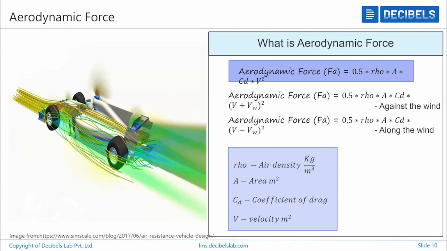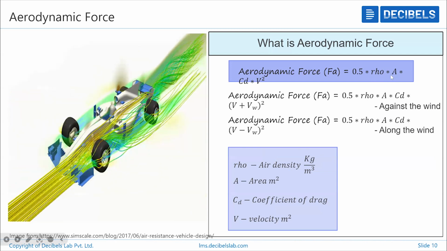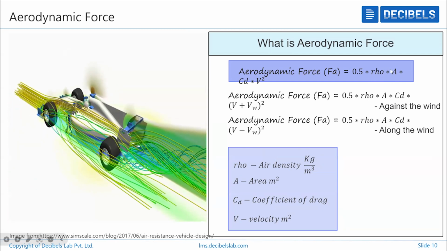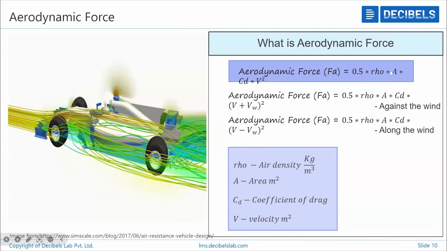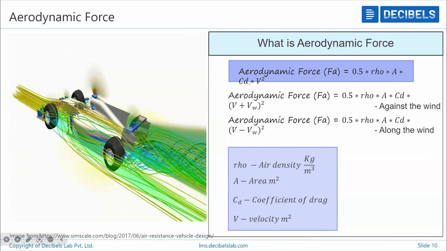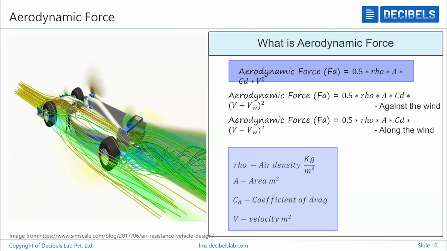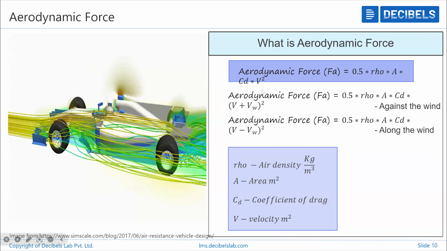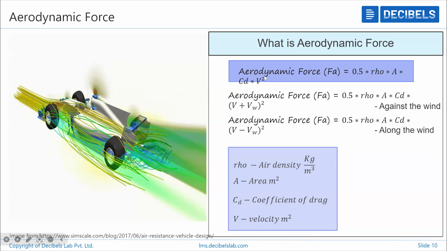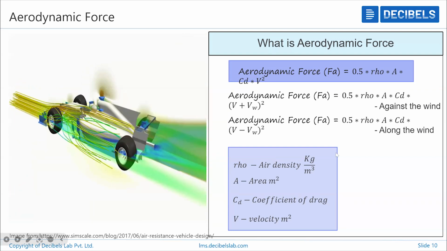So aerodynamic force is given by the equation 0.5 rho A CD V square, where A is the area of the front of your vehicle, CD is the coefficient of drag, and V square is the velocity squared. Okay, it's just the square of the velocity.